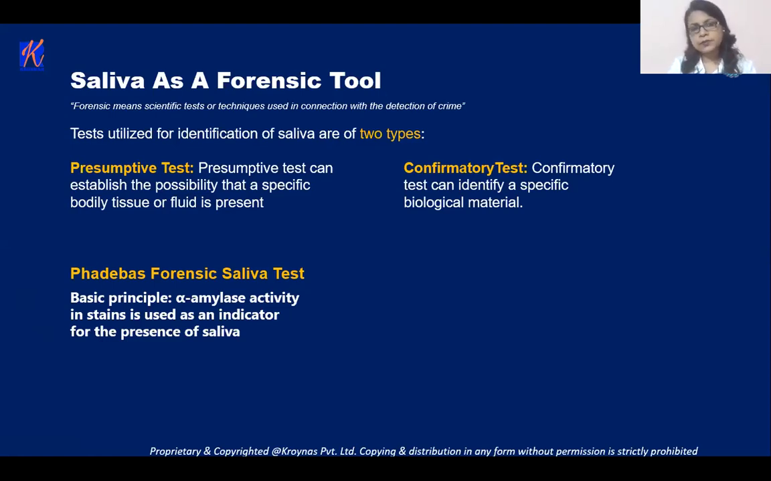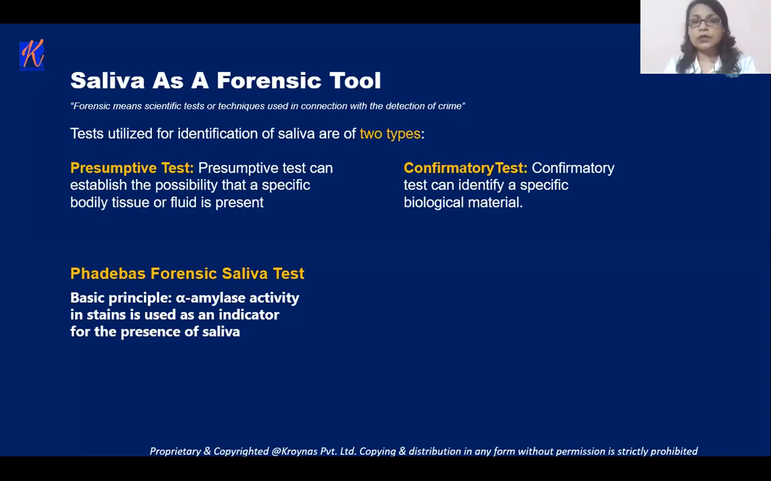Again, it's a very simple one where I'll show you a small video. Here, the basic principle is that they check the alpha amylase activity, and that stains. If it stains, they use something to identify whether alpha amylase is present or not. If it stains, that means presence of saliva is there. And then, even if it is dried, you can scrape it, and you can take out whatever you want.